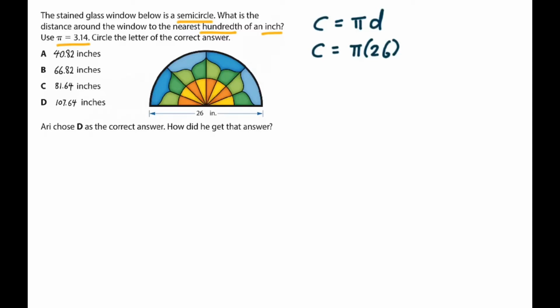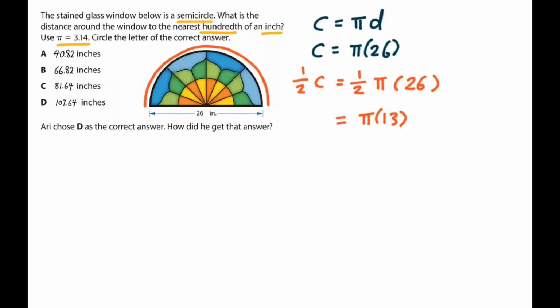Okay, so now that we find the circumference of the whole circle, we have to find one half of the circumference because this part is only one half of the circumference. And I can just write one half C equals one half pi times 26. Basically, I'm applying the multiplication property of equality here, and it helps me to simplify the expression quickly. So one half of the circumference equals pi times 13, because one half of 26 is 13.